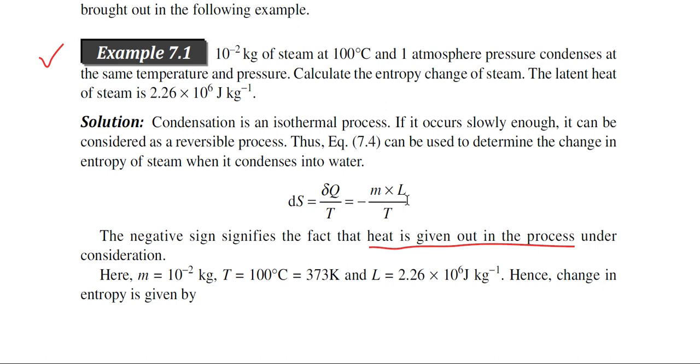L means the latent heat, and we will write a negative sign in this particular formula. Why negative sign? Because this sign signifies the fact that heat is given out in the process. When the steam condenses, then heat is evolved, heat is given out in the process. So, the negative sign will indicate that heat is given out in the process. So, how much heat is evolved? That is m into L, where m is given 10 to the power minus 2 kg. Latent heat is also given in SI unit.